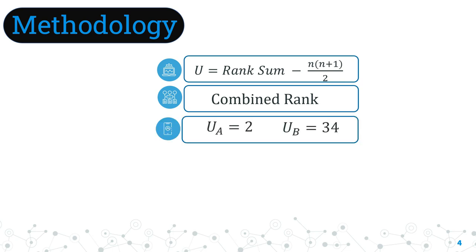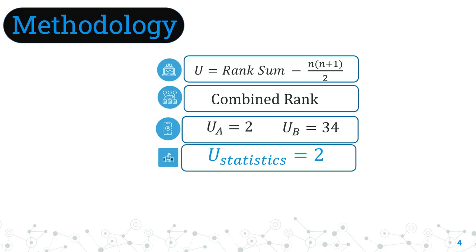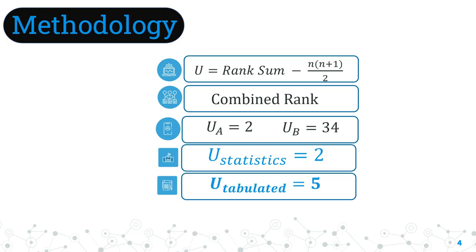And the next one is, if you see here we will find two U calculated values, one for group A, another for group B, and we will select the minimum of the two values between the A and B group. So the minimum is 2 basically, so it will be our U statistic value, and the final one is our calculated value to find out.